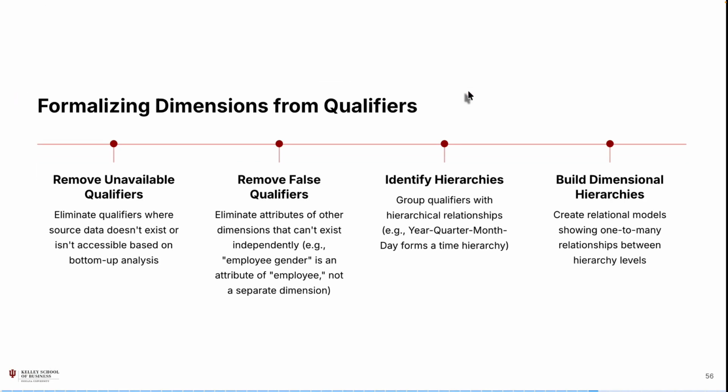Now we formalize the dimensions from our qualifiers. First, we're going to eliminate qualifiers where the source data does not exist or is not available based on the bottom-up analysis. Next, we need to remove the false qualifiers. We eliminate attributes of other dimensions that cannot exist independently. The third step is to identify the hierarchies, like the financial structure and the time hierarchy. And now we can build the dimensional hierarchy model.